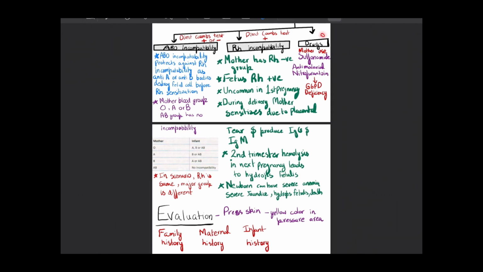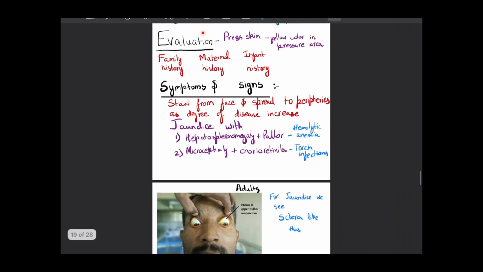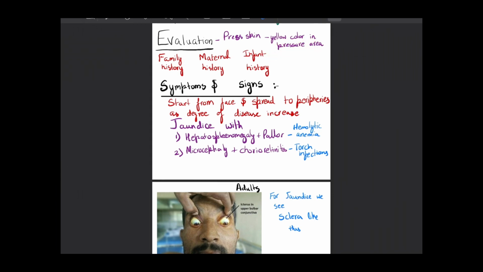Next is drugs. For drugs, if the mother uses sulfonamide, anti-malarial or nitrofurantoin, the baby can have G6PD deficiency and hemolytic anemia. Next, we start off by evaluation. We press the skin and there is yellow color in the pressure area. We also take family history, maternal history, and infant birth history. And signs of the jaundice. It usually starts from the face and spreads to the peripheries as the degree of jaundice increases. Jaundice with hepatosplenomegaly and pallor is hemolytic anemia, and jaundice with microcephaly and chorioretinitis can be due to TORCH infections.